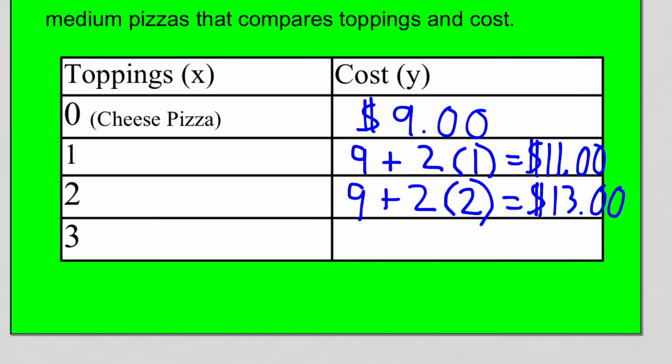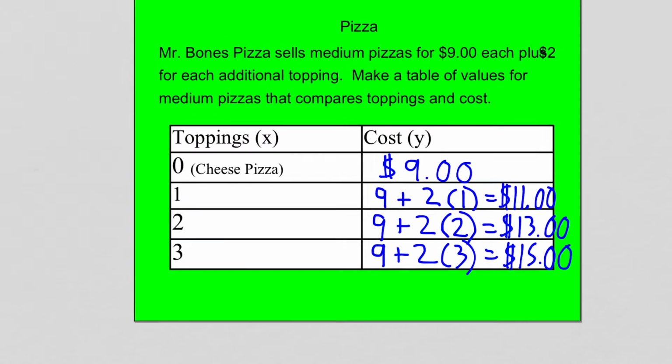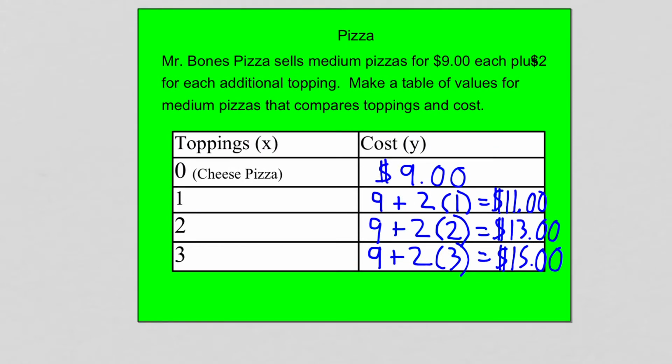And if you buy a medium pizza for $9 and you get 3 toppings, that's going to be 2 times the number of toppings, which is 3, and that's going to be $15. Okay. So that's our information for Mr.